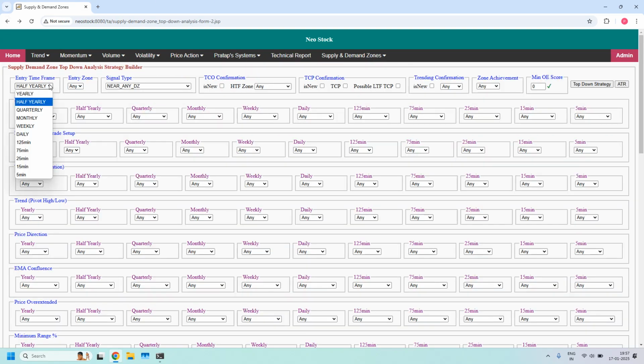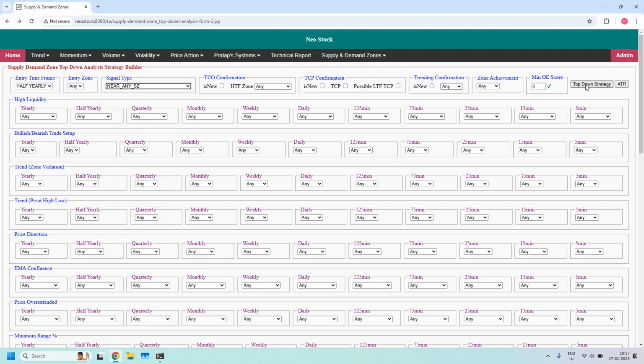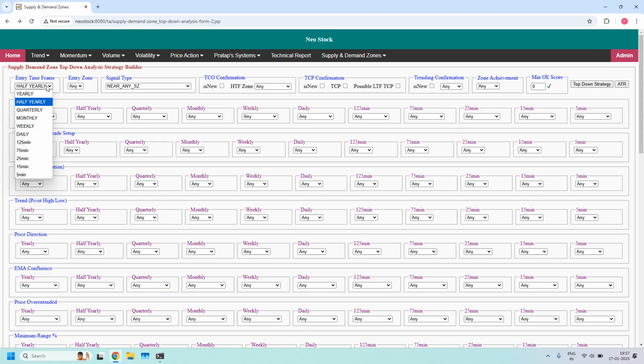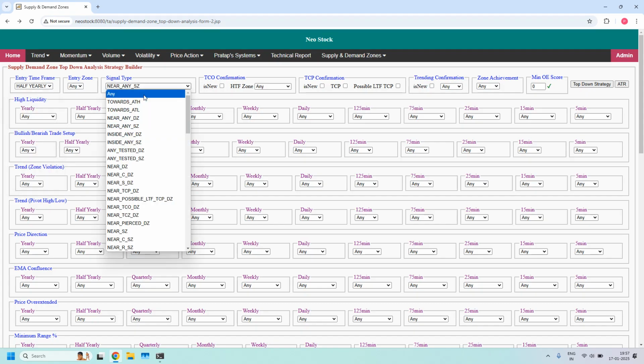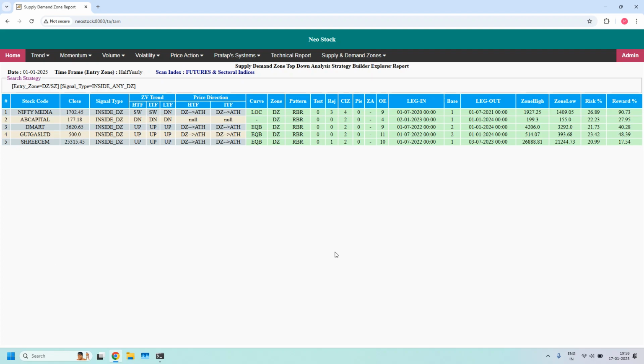Next half yearly time frame. Stocks near half yearly supply zone. We got 1 stock. Next half yearly time frame. Price closed inside the half yearly demand zone. We got 5 stocks.